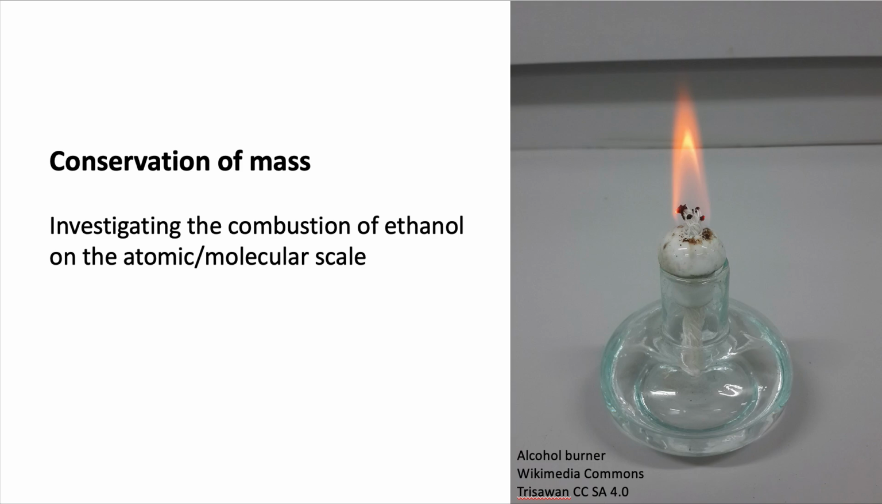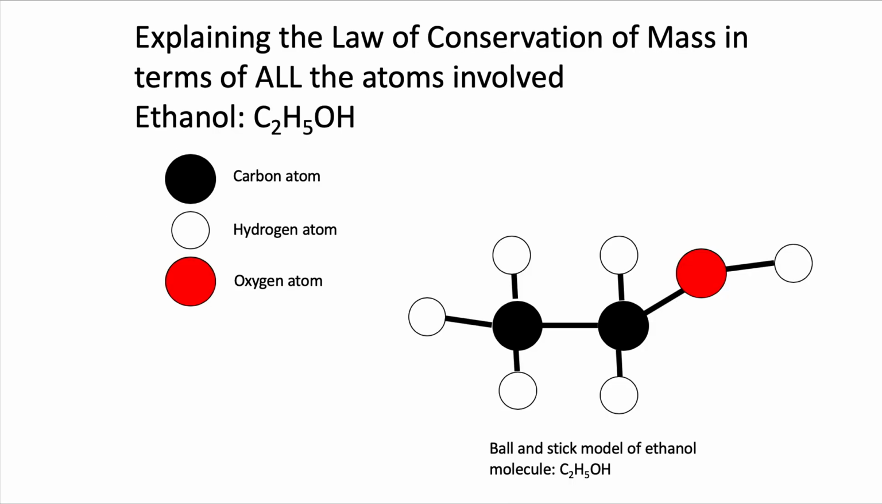We're looking at the conservation of mass, and we're going to investigate some reactions. The first one will be the combustion of ethanol, and we're going to look at it on the atomic or the molecular scale. So first of all, let's look at some molecules here. The first one is going to be ethanol, and here we've got a ball and stick model, and you've got the standard atom colours for carbon, hydrogen and oxygen, and a representation of part of its shape.